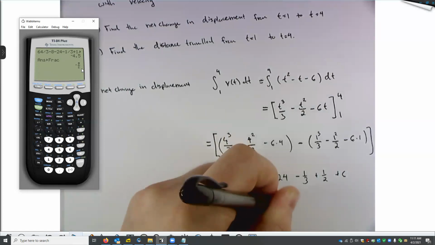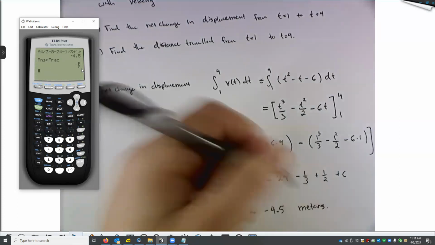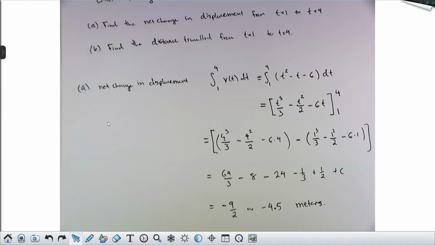Negative 4.5 meters. And I'd like to ask you guys, what does it mean that the net change in displacement here was negative? What does that tell me about the physical situation, the particle, the movement? Is it going left? It means that it ended up to the left of where it started.